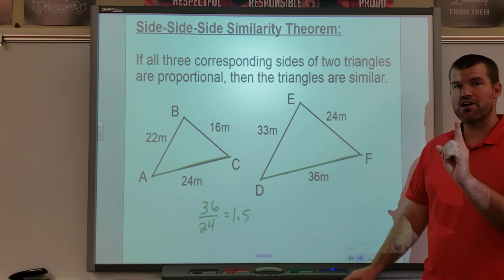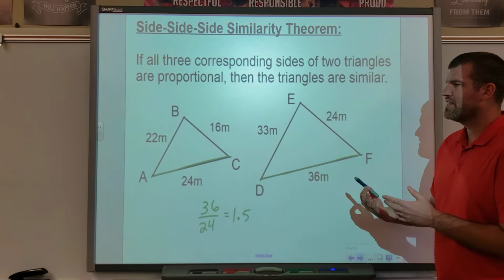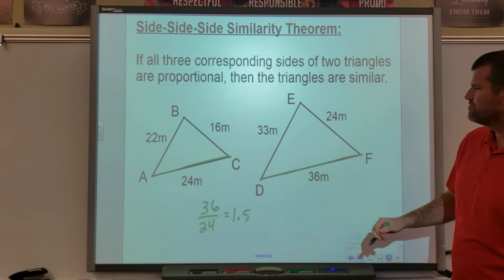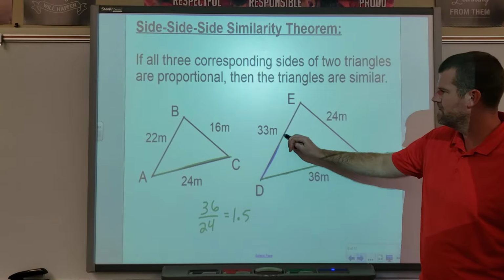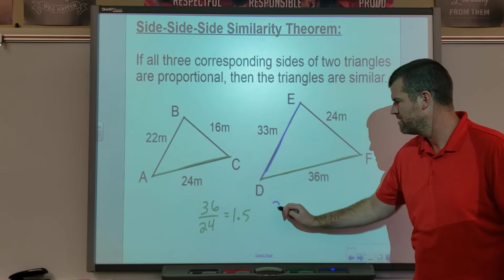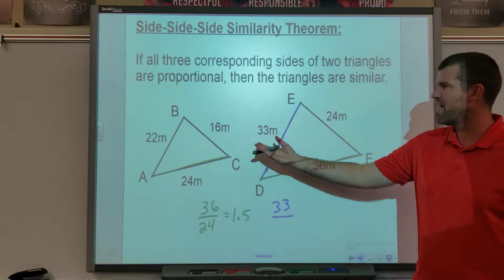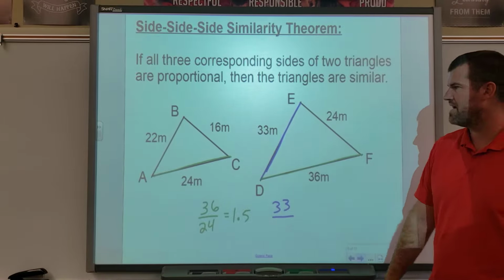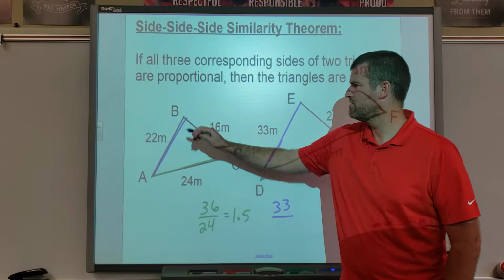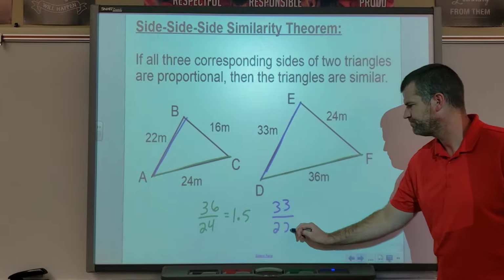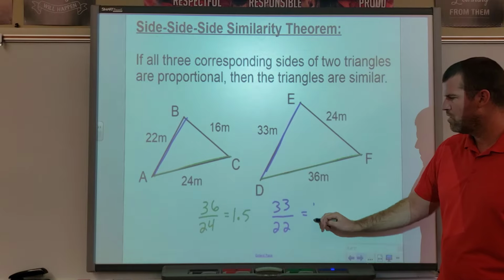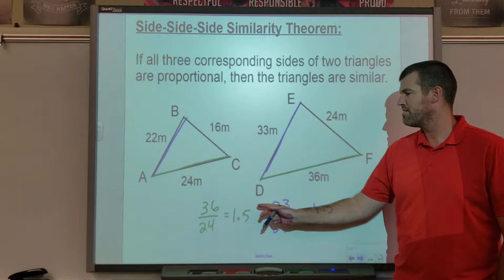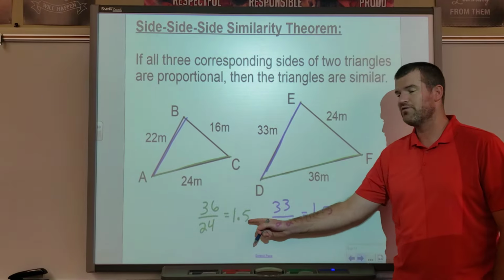So that's one pair of sides. But now we need to make sure that the other sides have the same scale factor. So I'm going to choose my second longest side, which would be 33. And which side would match up with 33? Well, the second longest side of the original, so that would be 22. I know that those go together. Divide that, I get 1.5. So far both pairs of sides have the same scale factor.